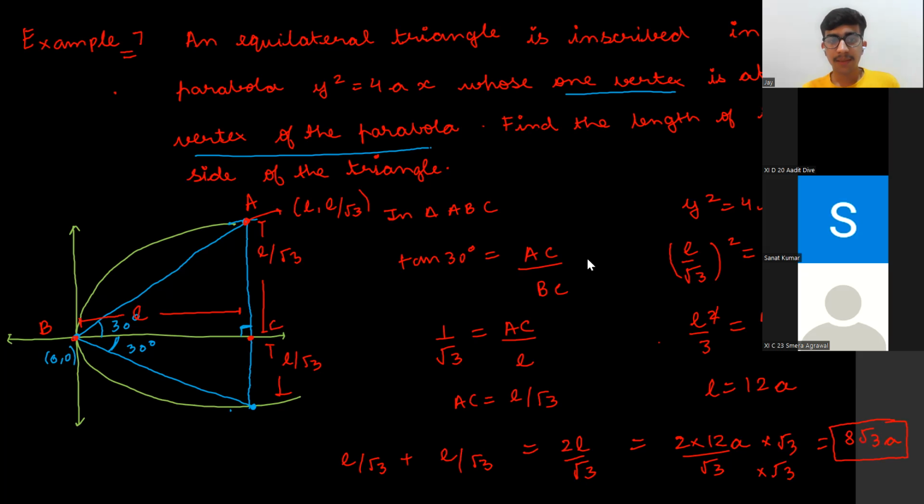Most people made the mistake of considering this point to be the focus, but it's not mentioned in the question that it's the focus. So what I did is I took this length as L. I applied trigonometry in triangle ABC, I took tan 30. I got this height. Since I got the height and the distance of the point from the x and y axis, I can consider this point to be L comma L by root 3. And then I satisfied this point in the parabola. From there, I got L as 12a. And then I calculated the side length. It was a good question.